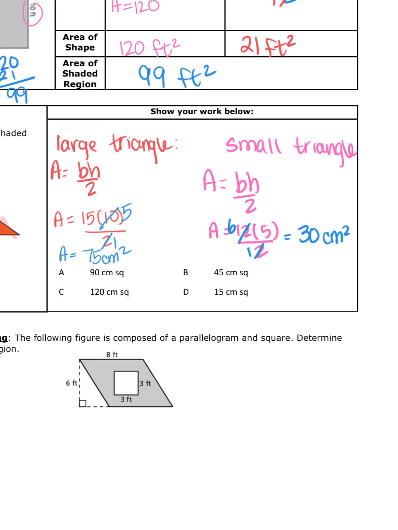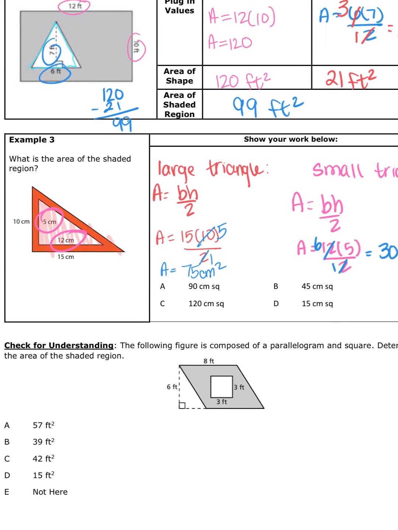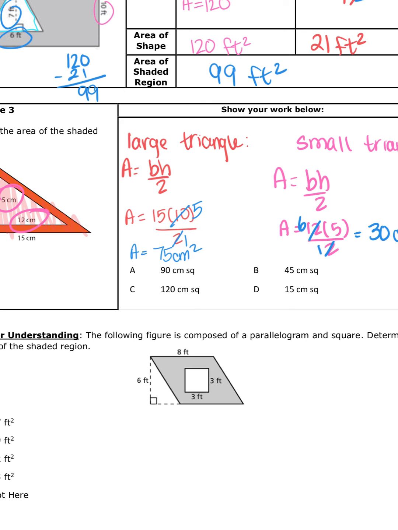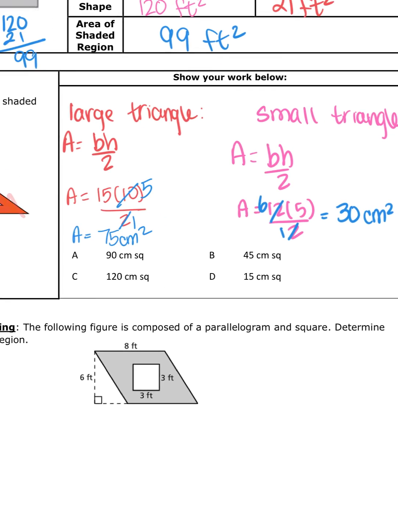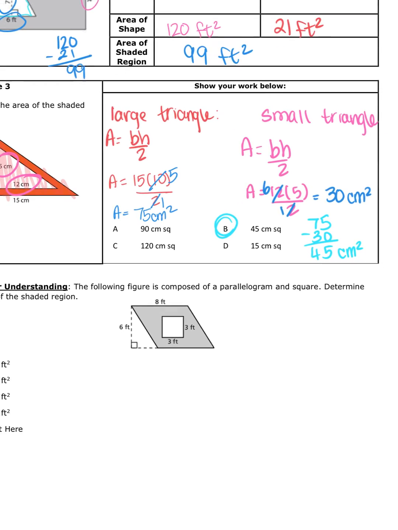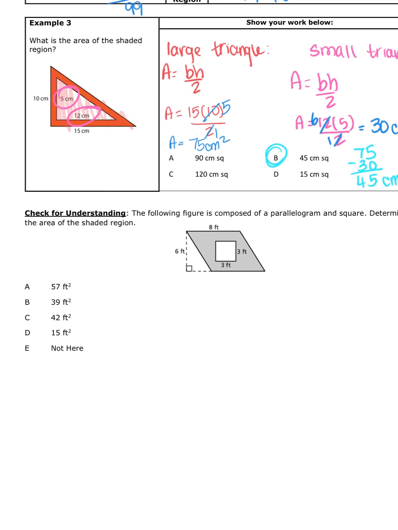So what I'm going to do now, because I have 75 was the whole thing and 30 of it was cut out, obviously this is not drawn to scale, I am going to go ahead and subtract these. So I'm going to do 75 minus 30 is 45 centimeters squared. So my answer is B. Now I want you to try this last one on your own, and then once you're done, we will go over it.